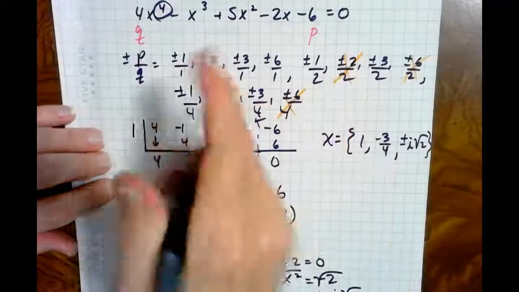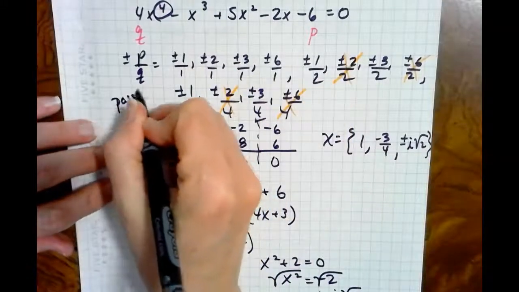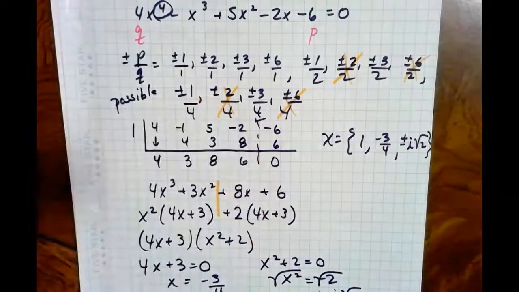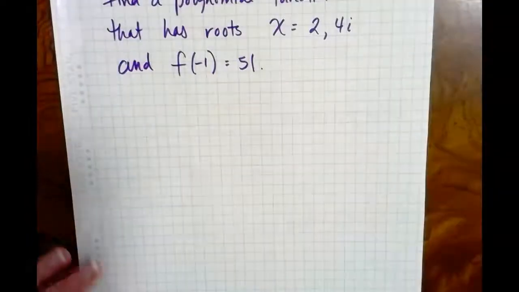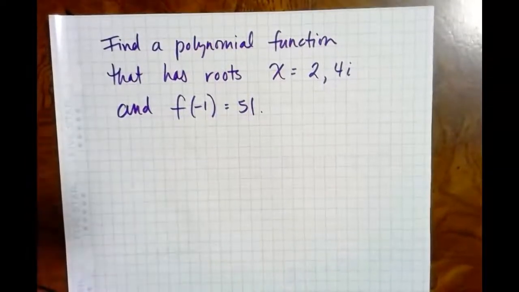The p's and the q's, remember, are our possible rational roots. So there we go, finding all the zeros. Let's keep going with another fun problem.